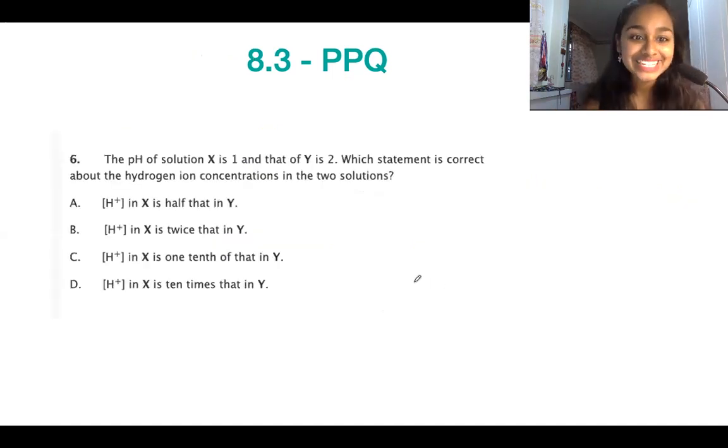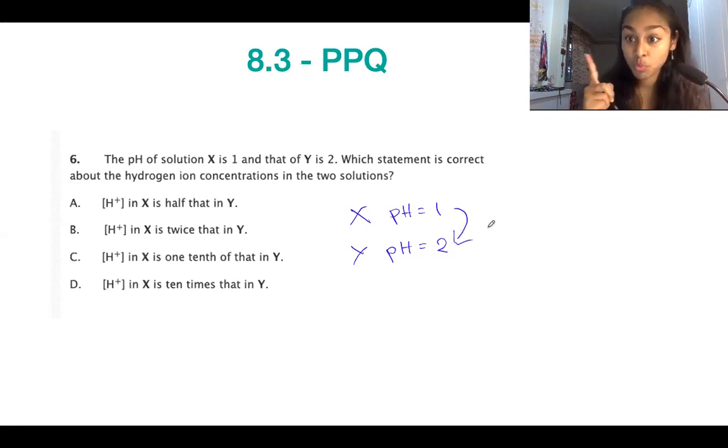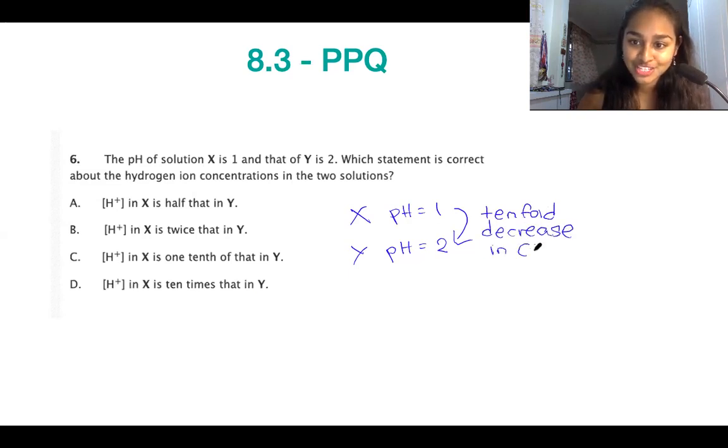All right, next question. So I've taken these off a website with some old past paper questions as well. So the pH of solution X is 1 and that of Y is 2. Which statement is correct about the hydrogen ion concentrations in the 2 solutions? So X pH of 1, Y pH of 2. So if you remember from earlier, whenever we have an increase of 1 in the pH scale, this also means a 10-fold decrease in hydrogen ion concentration.